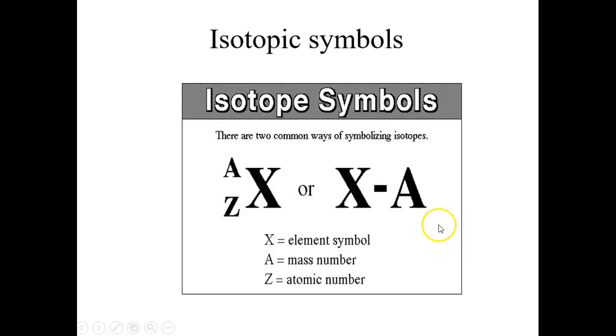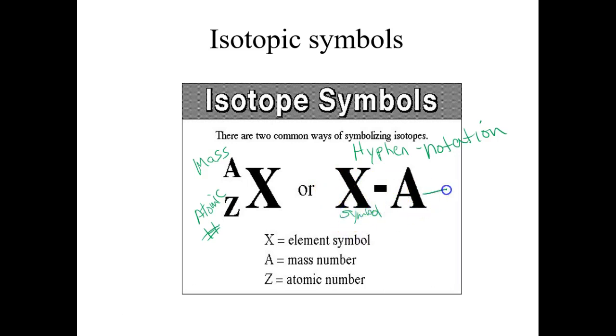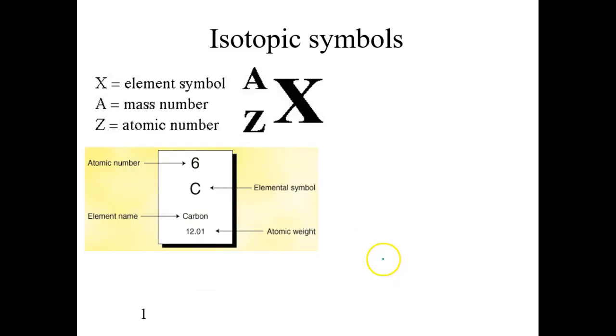All right, so here are the isotopic symbols. We have two of them. You have your nuclear symbol, where you have your mass over your atomic number. And then we have this, which is new. It's called the hyphen notation. Okay? So this would be your symbol and this would be your mass number. And it's all right here as well.